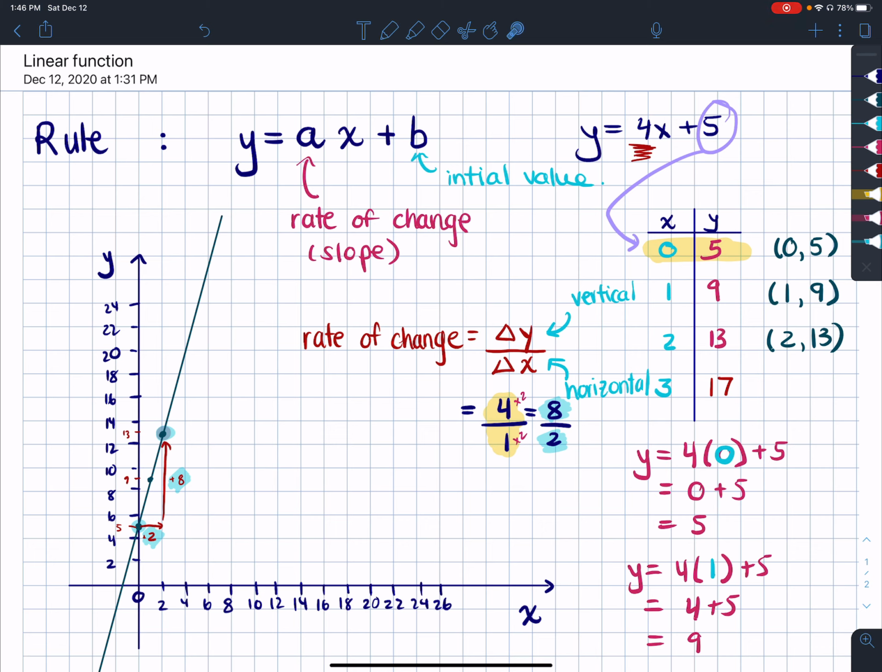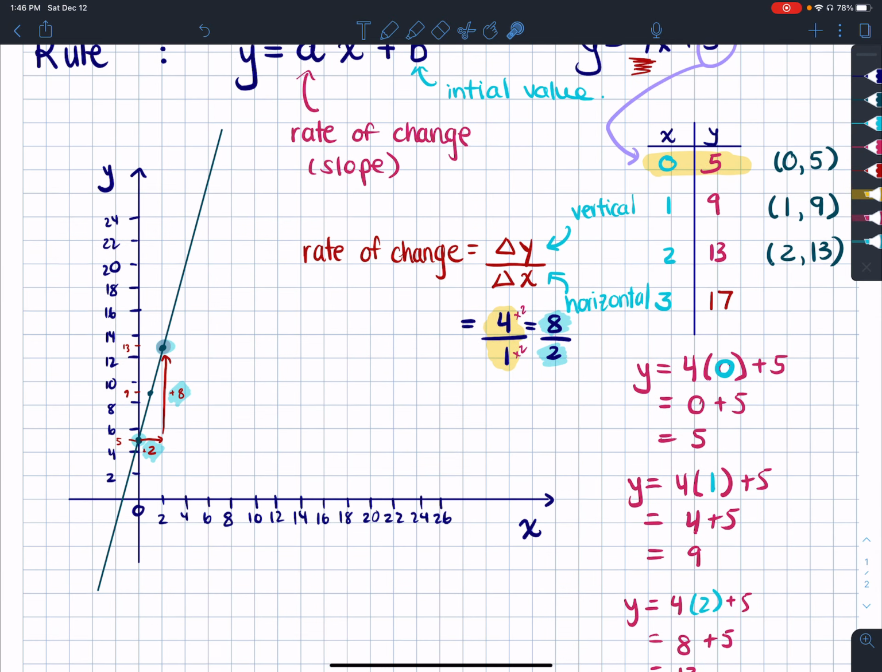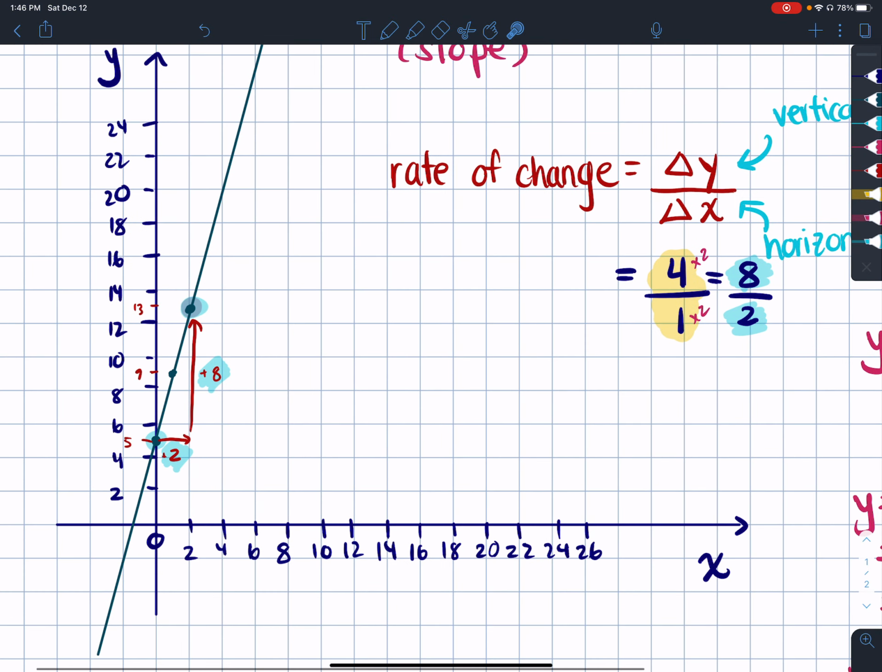So this function has a value of 5 when we give x a value of 0. And that's because this is what we call the initial value. It's our starting spot. It's where we start on y. And if we look at our graph here, this line intersects the y-axis at a value of y is equal to 5. So it's our starting spot. So right over here, that's the initial value.